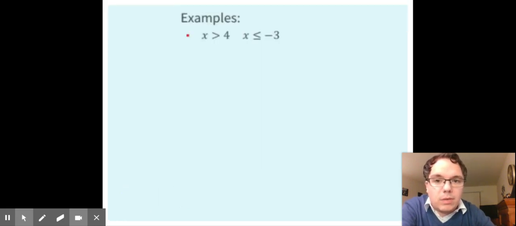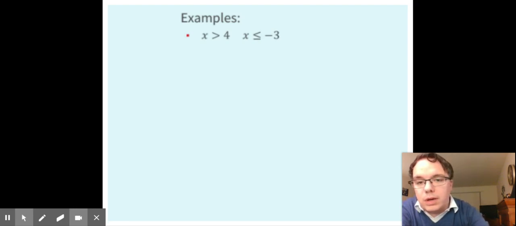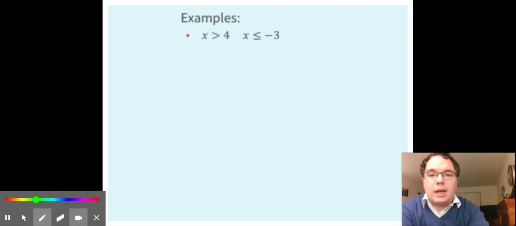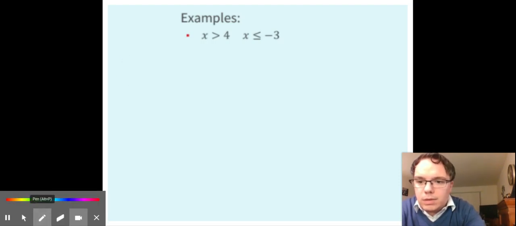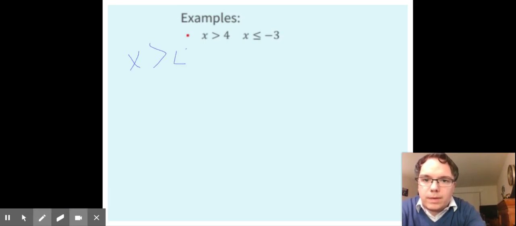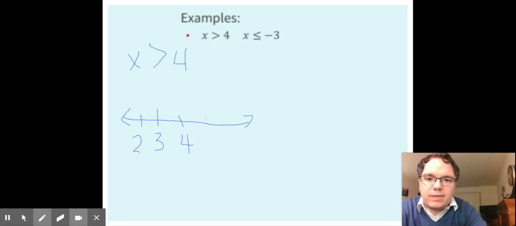So the examples we're going to work with are x is greater than 4 and x is less than or equal to negative 3. Let's start with dark blue. There we go. X is greater than 4. So if x is greater than 4, we're going to put 4 in the middle. You should always have at least 5 numbers on your number line.